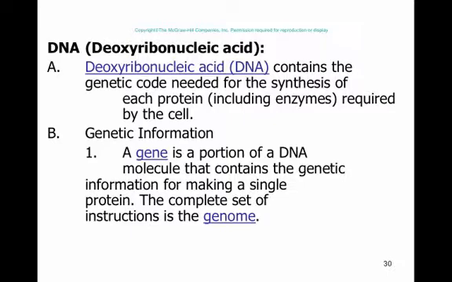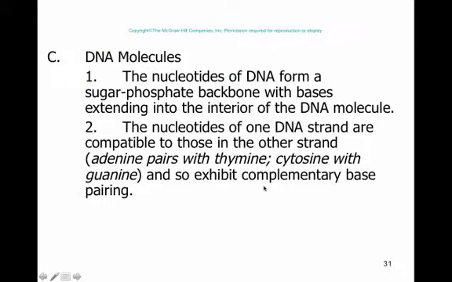The nucleotides of DNA form a sugar phosphate backbone with bases extending into the interior of the DNA molecule. The nucleotides of one DNA strand are complementary to those in the other strand. So we need to know these pairs, where adenine pairs with thymine, and cytosine pairs with guanine, and so they exhibit complementary base pairing. So if one strand has adenine, it's paired with thymine on the other strand. And that is how the DNA gets replicated and how it forms RNA.